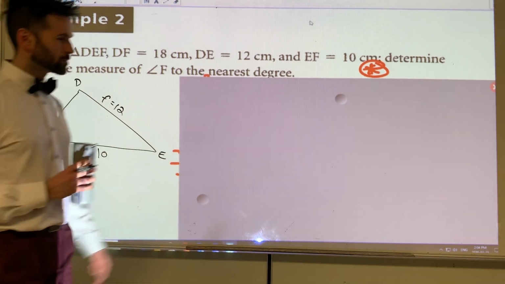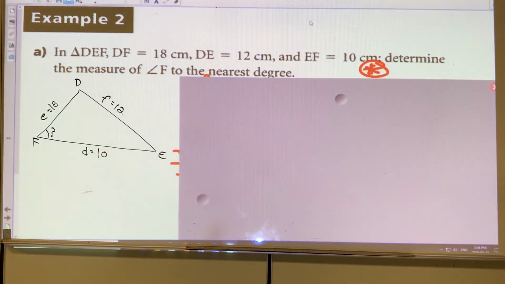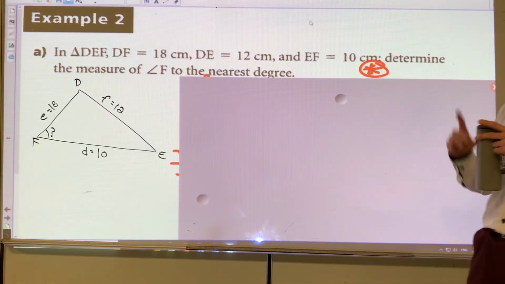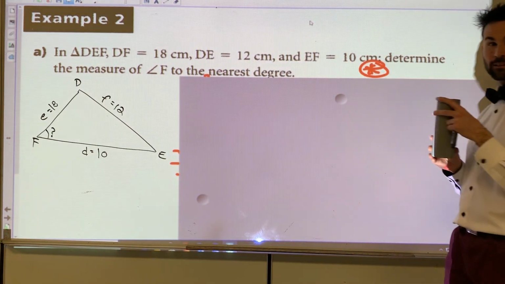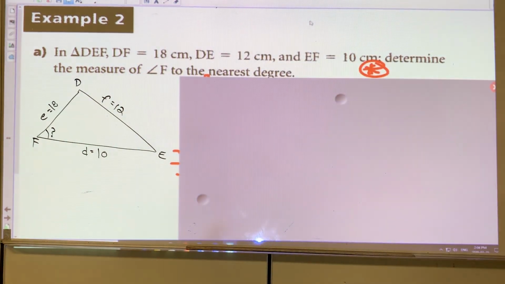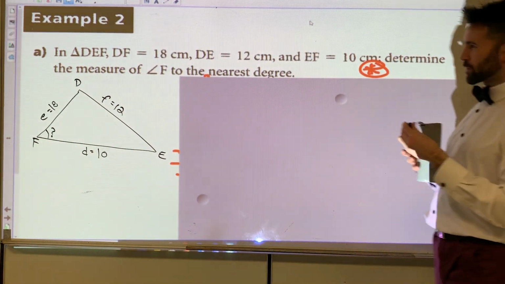Okay? So, start by writing your cosine law. Now, which one are we going to use? Which side squared is going to be on the left? E, F, or D? For looking for angle F. Very good. So it's going to be F squared. Let's see if you guys can come up with it before I unveil it.